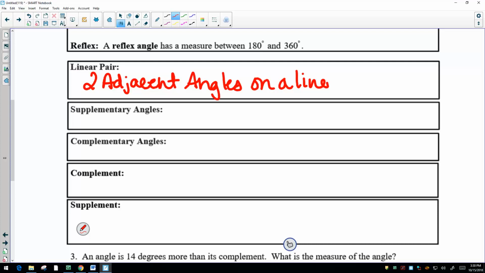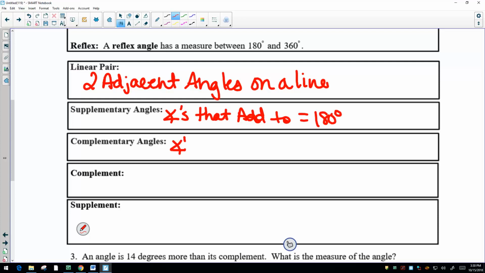Adjacent, fancy way of saying next to. So I have two angles that are next to each other on a line. If they are adjacent, they do share a common vertex, so keep that in mind. Supplementary angles, we have angles. I'm going to start to use my angle symbol. Angles, that's an apostrophe S, that add to equal 180 degrees.